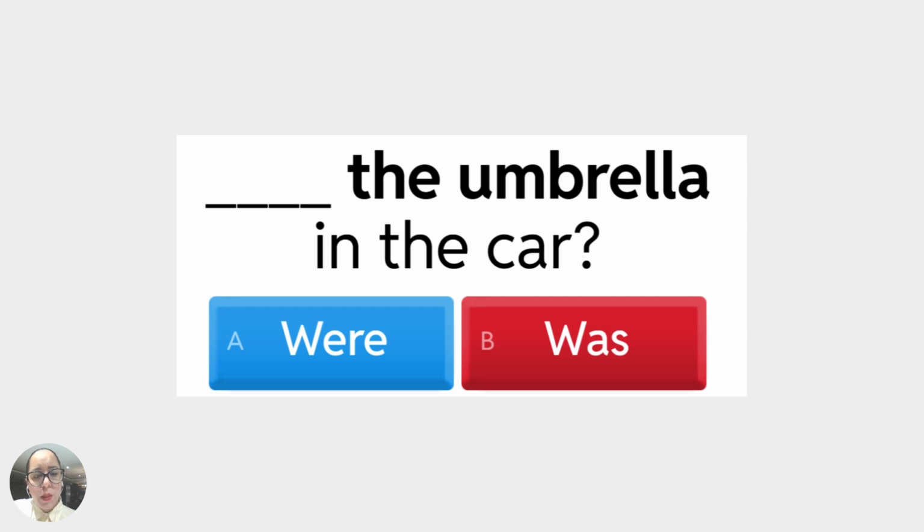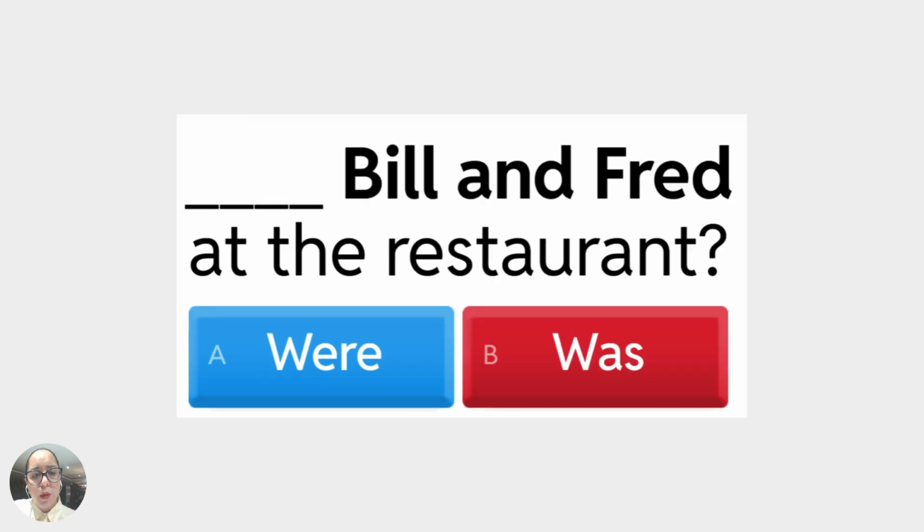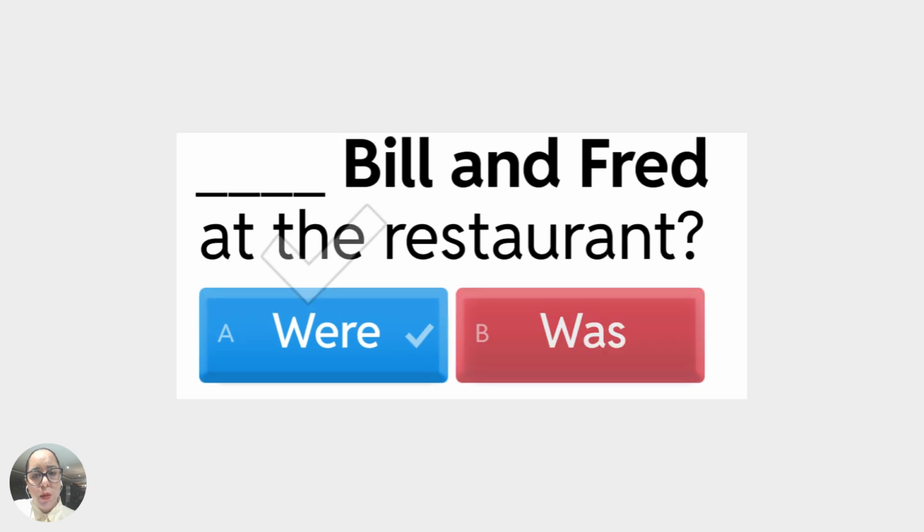Also, you must choose the correct answers with was and were for yes no questions. So you will find exercises like this. Was the umbrella in the car? Was or were Bill and Fred at the restaurant? So the correct answer is were Bill and Fred at the restaurant.